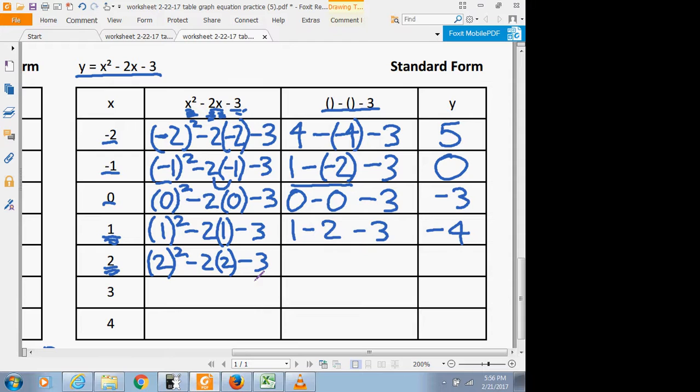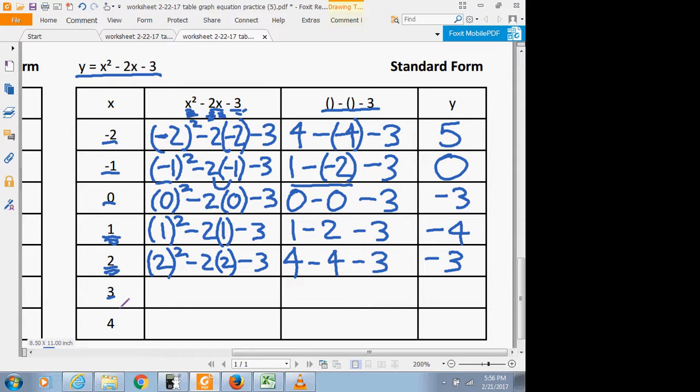So 2 squared, 2 times 2, 2 squared means 2 times 2. 2 times 2 is 4. Minus 2 times 2. Again, 2 times 2 is 4. Minus 3. 4 minus 4, I have 4 cookies. I eat 4 cookies. I have no cookies left. 0 minus 3 is negative 3.